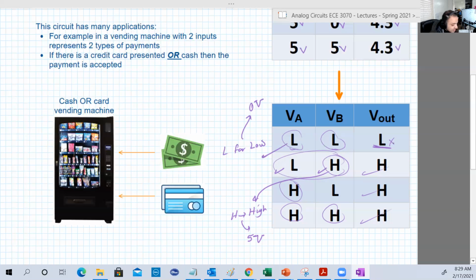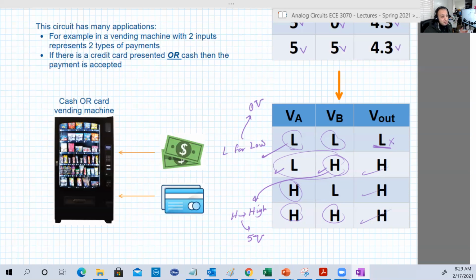One example here is a vending machine that accepts cash or card. This is all logic, and it can be done using our circuit. When the user puts cash, good, we have money in the form of cash. If we put a credit card, that's also good.